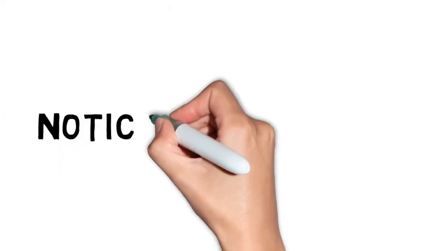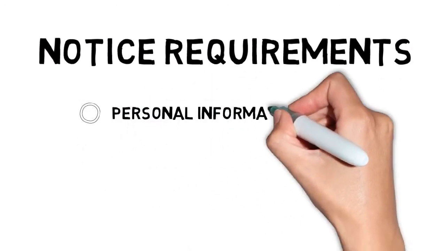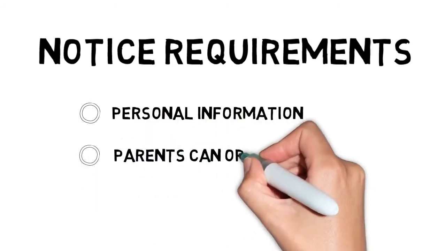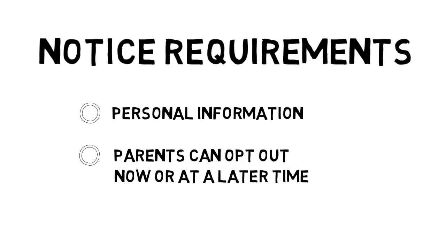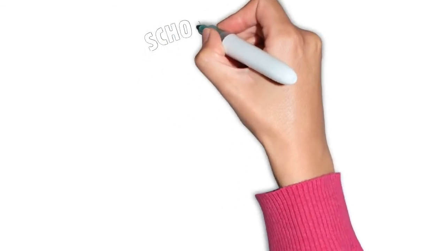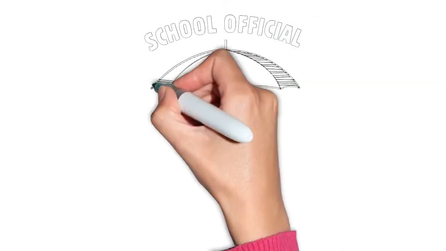This notice has a number of requirements, like it must state what personal information is considered directory information, and that parents have a right to opt out. But be careful, because parents can opt out at a later time, so using directory information with online services can be tricky.